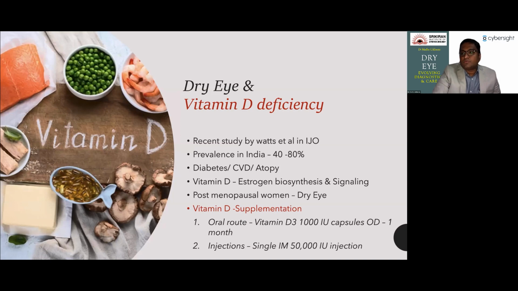I tried to find out from my endocrinologist friends, and they told me that we can give vitamin D supplementation orally, like vitamin D3 1000 IU capsules once daily for a month or two, or an injection, a single dose of 50,000 IM. But you have to monitor the blood levels of D3 and D2 and then titrate the medications accordingly. So there is definitely a relation between vitamin D and dry eye that is now recently coming up, but it is still in an evolving stage.